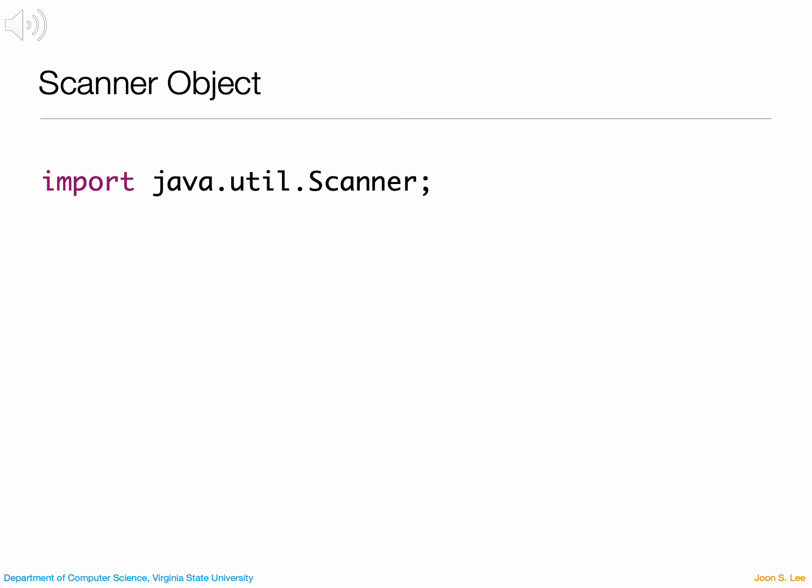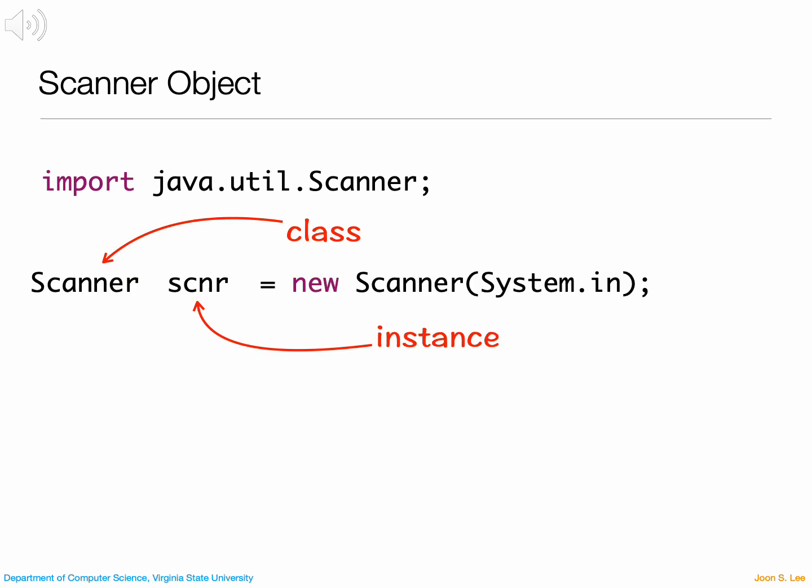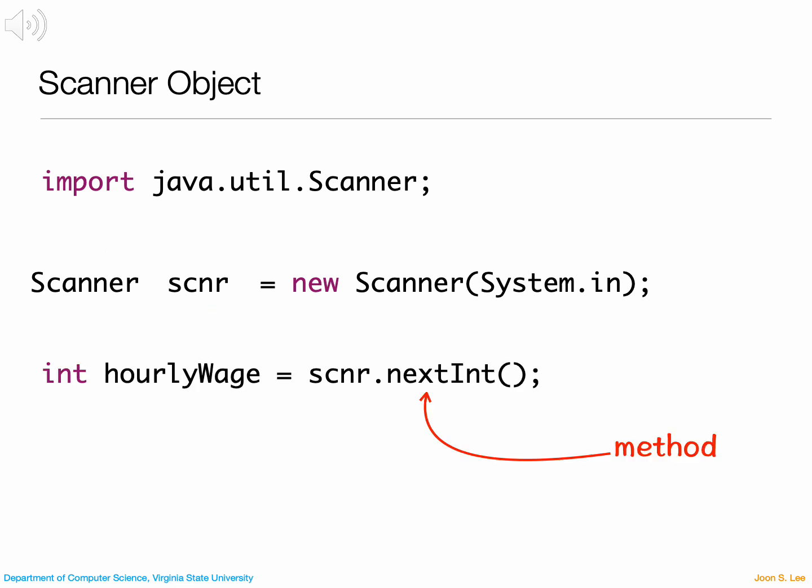In Java, input is handled through objects, not built-in functions like in Python. That means we must create a Scanner object before we can read anything from the user. We then create an object using the new keyword. This is very different from Python's input function. After creating the Scanner object, we store it in a variable. Here, we store it in a variable named scnr. So in Java, user input is handled through objects, and we interact with those objects by calling methods.